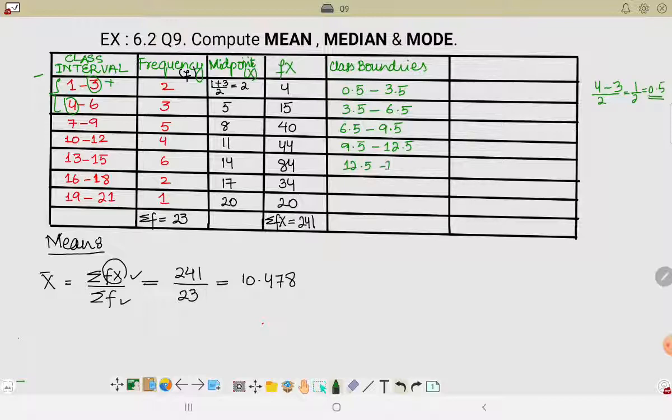12.5 to 15.5, then 15.5 to 18.5, and then 18.5 to 21.5. So this is the column that will be required for the median and mode. So we have made it. Now the next column which will be required will be cumulative frequency.